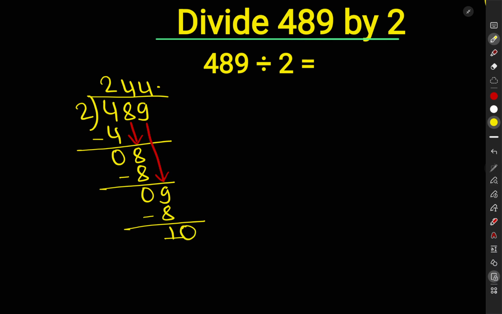So it is 10, and 2 times 5 is 10. On subtracting, it is 0. So 489 divided by 2 is 244 decimal 5.